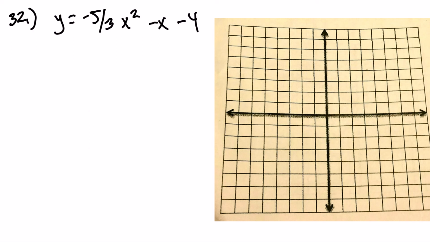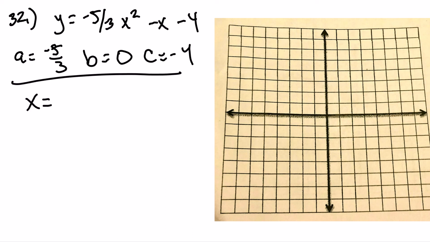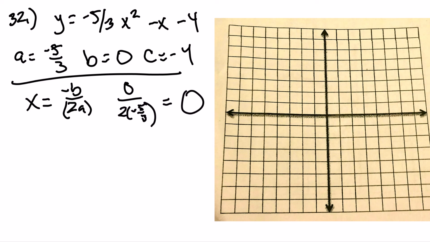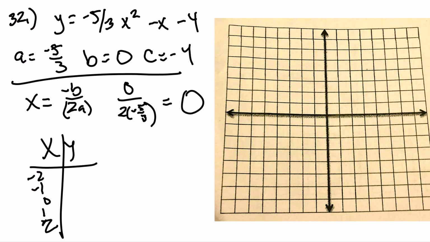Alrighty, 32, I have A is negative 5/3, B is 0, C is negative 4. We're going to do step 2. X equals the opposite of B over 2A. Remember, if you're using a calculator, put parentheses there. So I have 0 over 2 times negative 5/3. Doesn't matter, it's still 0. So xy, put 0 in the middle. Plug it in, 0 is negative 4.